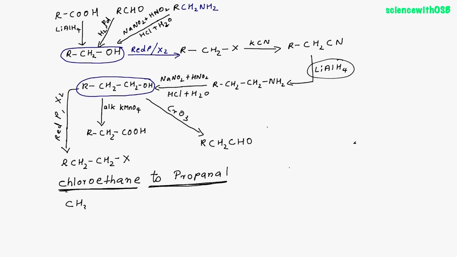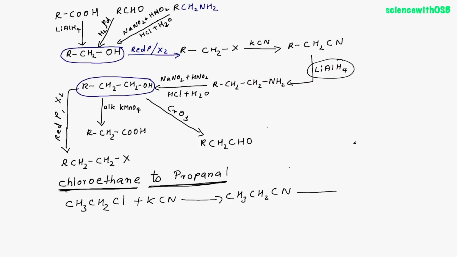Okay, so we can write chloroethane. What is that? CH3CH2Cl. Now what do you have to do? See, we started from here. Add KCN. What will you get? You will get CH3CH2CN. We got 1 carbon extra. Now what do you have to do? LiAlH4. You will get amine.